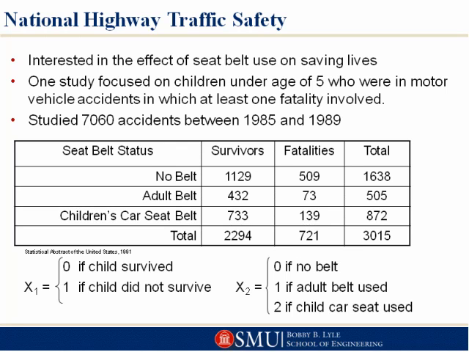You could imagine looking back at 7,060 records, data points, and just doing a cross match between, okay, did the child survive or not? And were they wearing no belt? If they were survivors and didn't have a belt, there were 1,129 of those. Out of these, 1,638 were children who did not have any belt, and so forth. So it's just a basic set of data here.